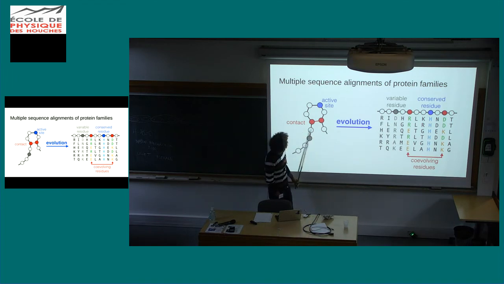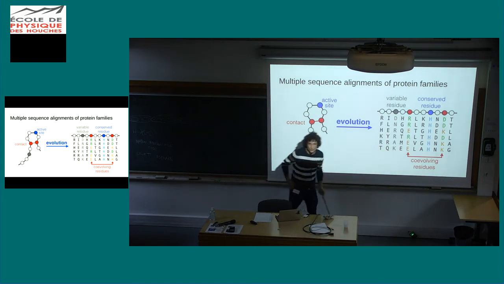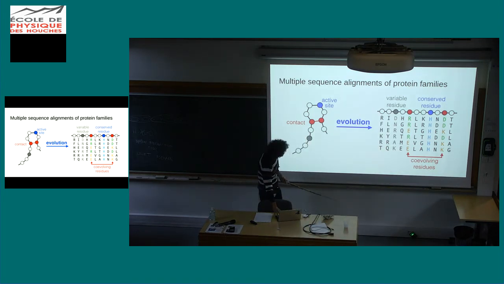And you also expect that, for instance, if you have contacts in the structure, you will see some correlation between different positions in the sequence alignment. So now, to connect this to the RBM, I will simply look at these sites as the possible configurations, the visible units of the machine.